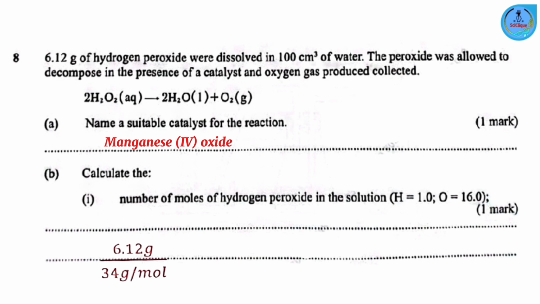So we are going to take the RAMs of hydrogen and oxygen and just sum them together. So we have two hydrogen atoms, each has a RAM of 1, so 1 by 2. Oxygen, of course, is 16 and there are 2. That gives us 34. So 6.12 divided by 34 gives us the number of moles of hydrogen peroxide as 0.18.